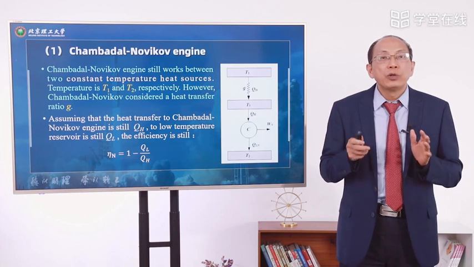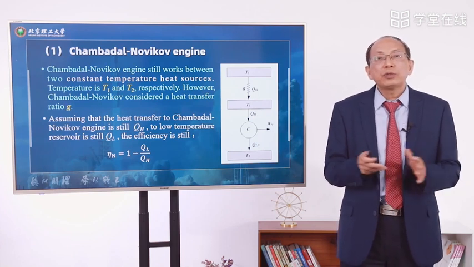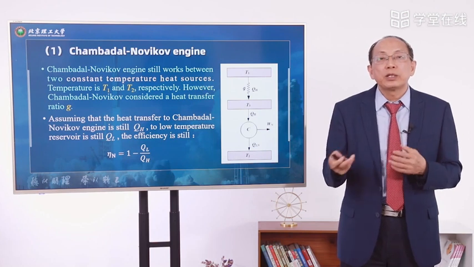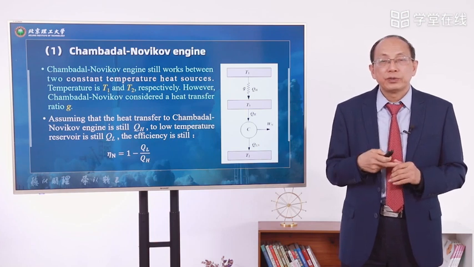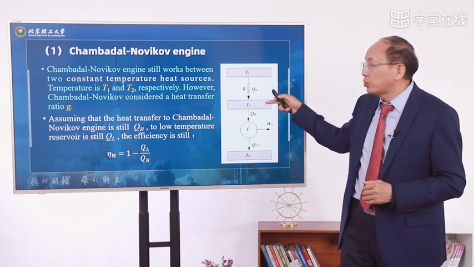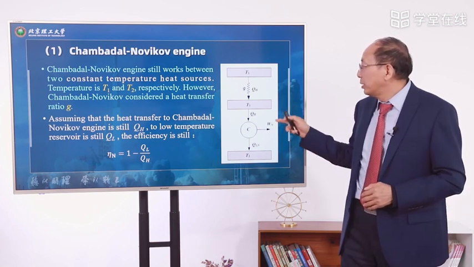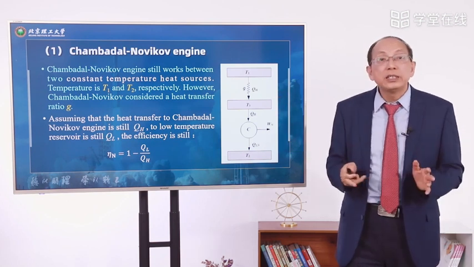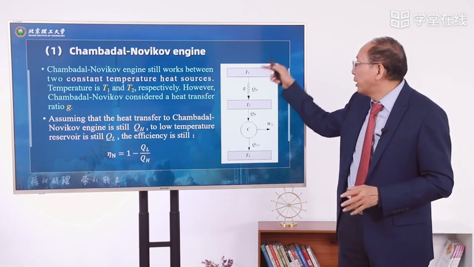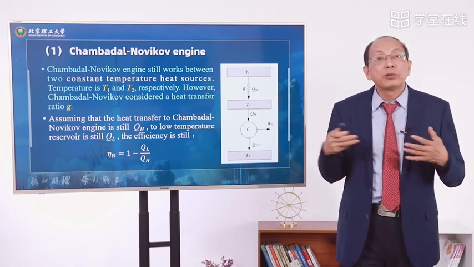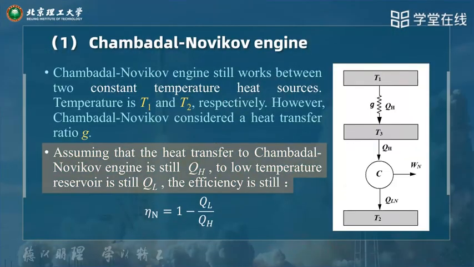Firstly is the Novikov engine. This engine is very simple, very similar to the Carnot engine, but with more heat resistance from T1 to T3. But from T3 to T2 is still a reversible engine. So very special, only at T3 is the heat source. Here we assume the heat transfer to the Novikov engine is still QH, and to the low temperature reservoir is still QL.